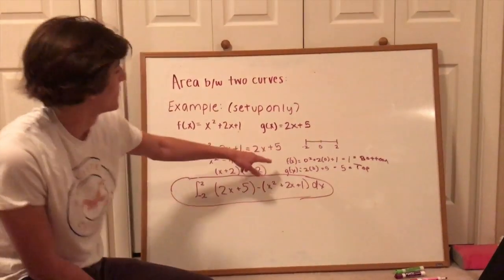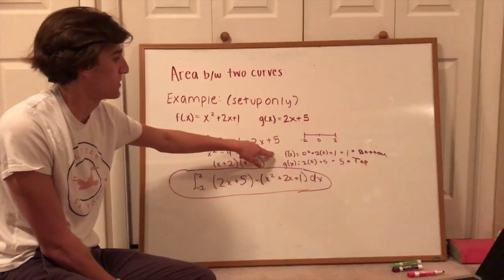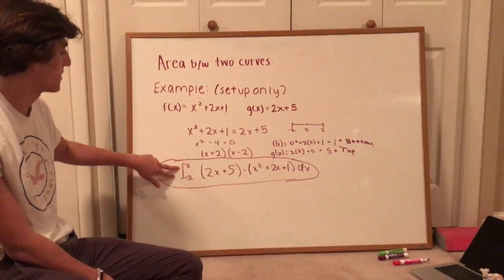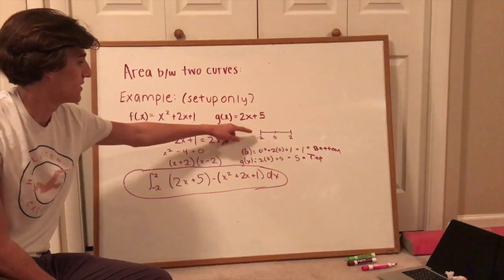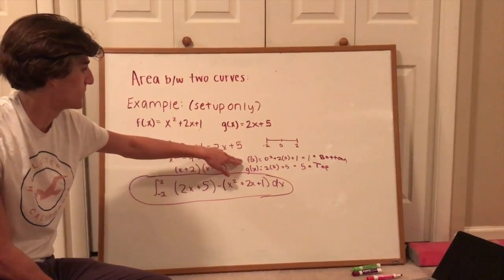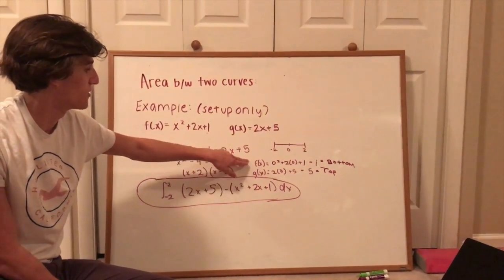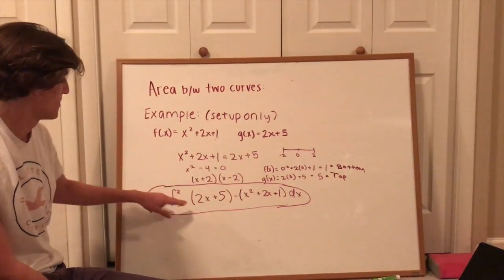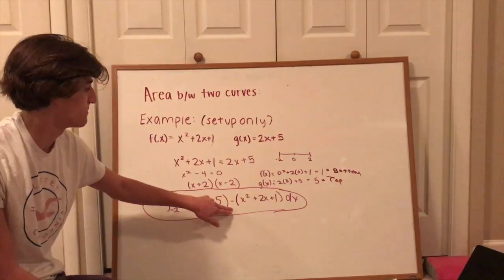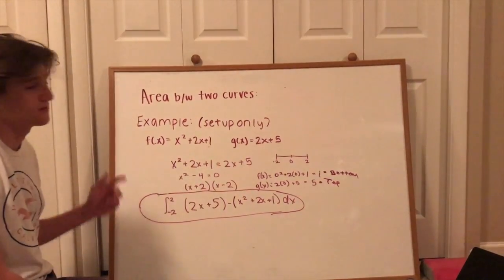And over here, the next step is to find which one is on the top and bottom, and to do that, you pick a number in between 2 and negative 2, and we pick 0 to make it easier. And when you plug those numbers in, g of x is larger than f of x, therefore g of x is the top, f of x is the bottom. And here, g of x is first minus f of x, and then dx.